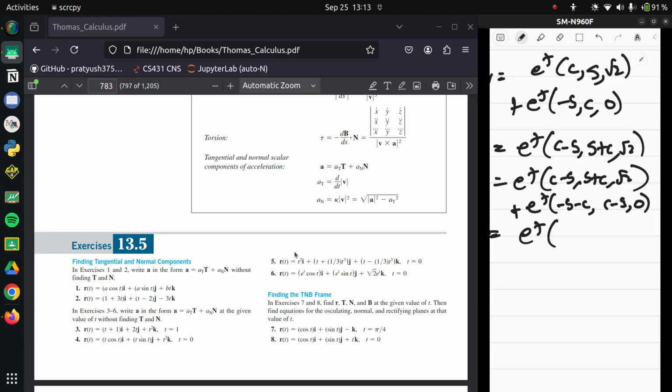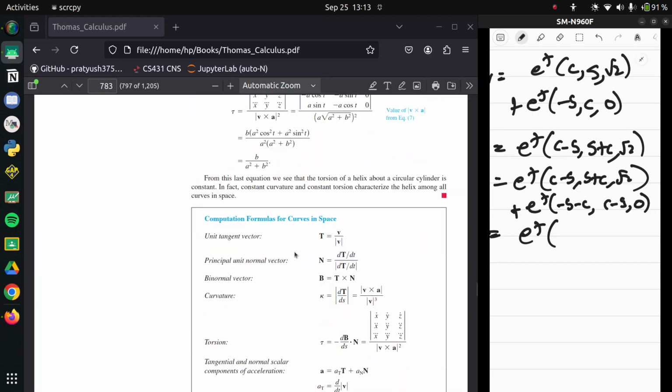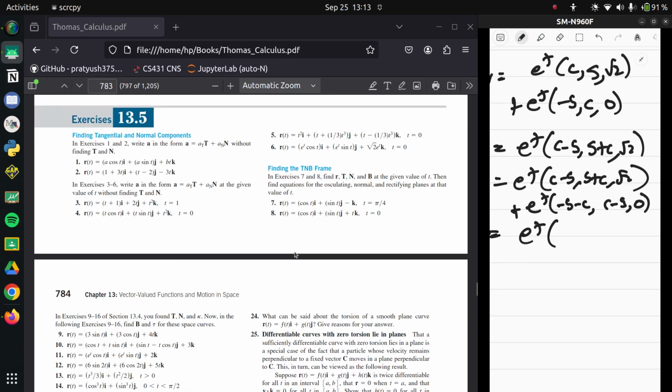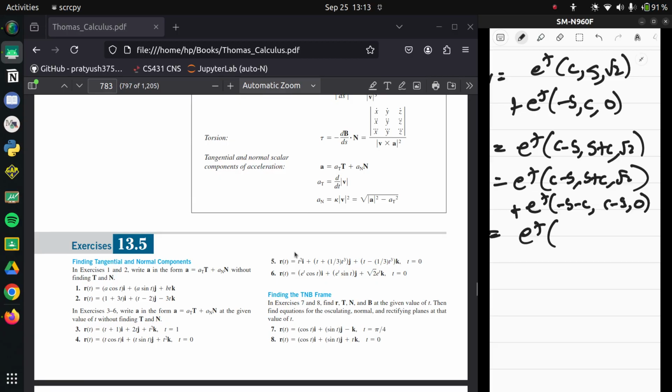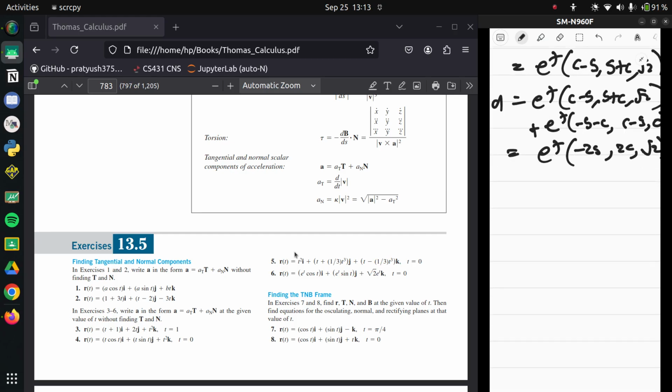Signals minor of v, right? So it's kappa v squared, and for kappa you have, wait, for kappa you have a cube. Okay, fine, not a big deal. Just remember it. Okay, sure. So this just comes out to be minus 2 sine, comma 2 cosine, comma square root of 2. Okay.